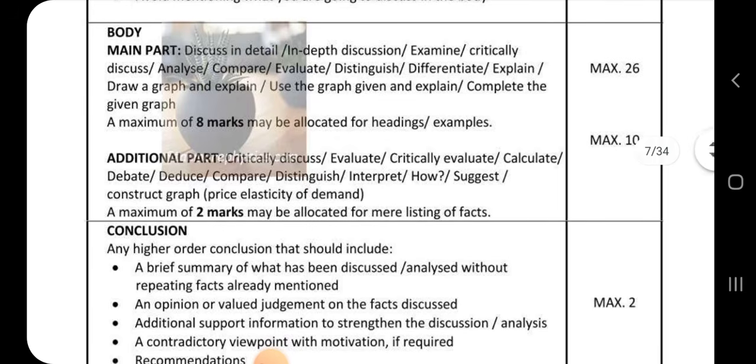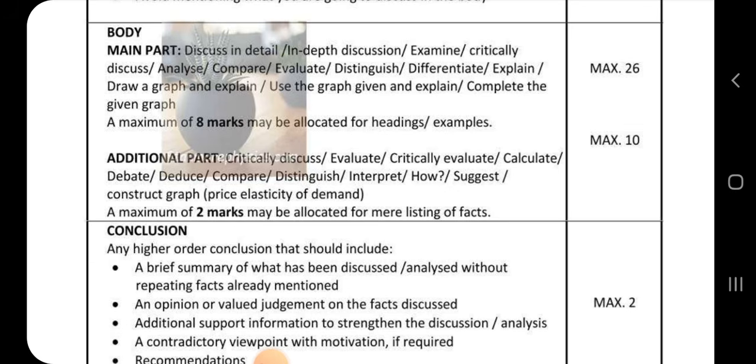Okay? And then in the body, discuss in detail, in-depth discussion. You examine, critically discuss, analyze, compare, evaluate, distinguish, differentiate, explain, draw a graph and explain, use graphs given and explain, or complete the given graph. A maximum of 8 marks may be allocated for headings and examples.